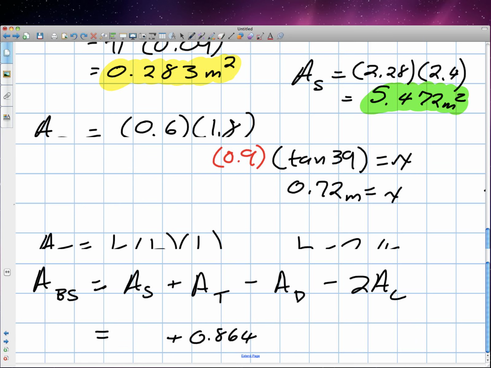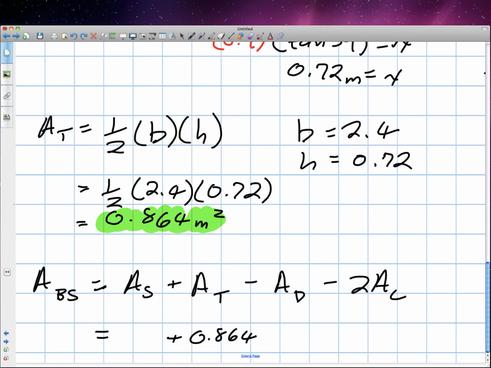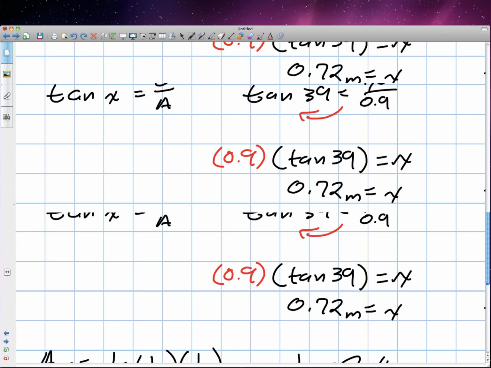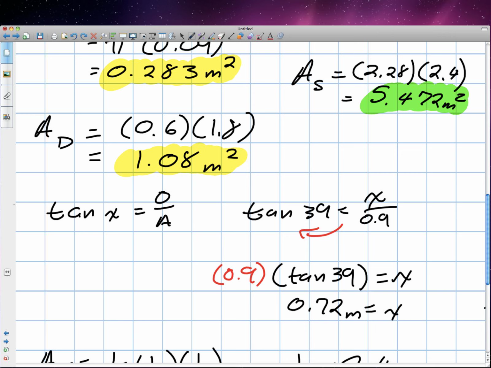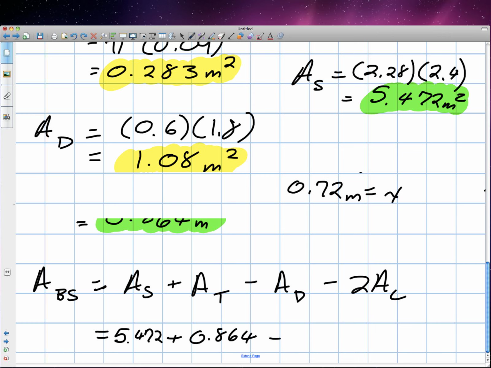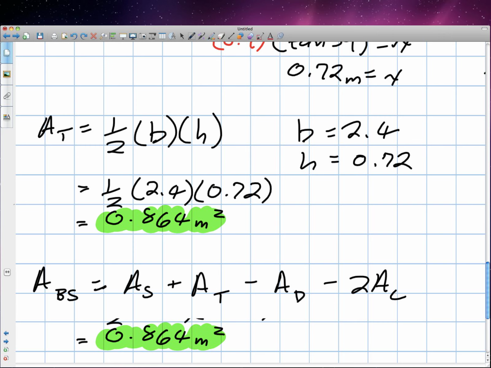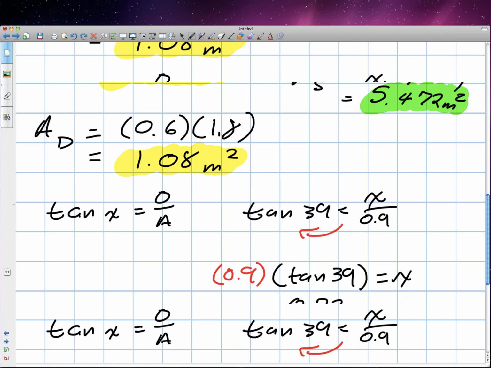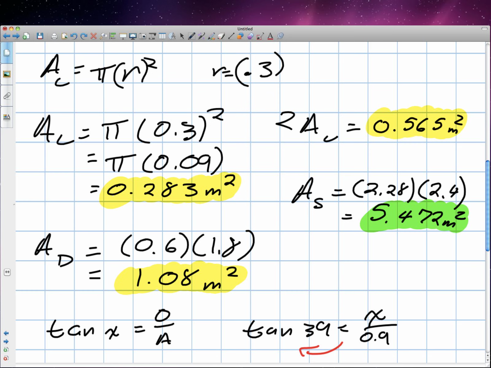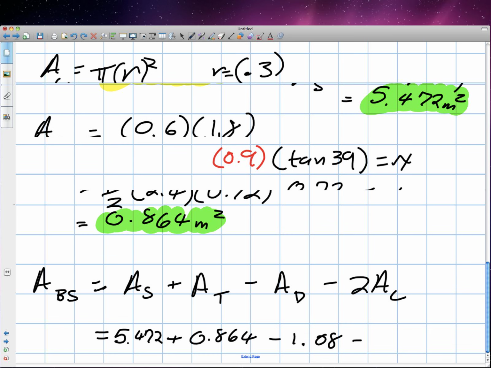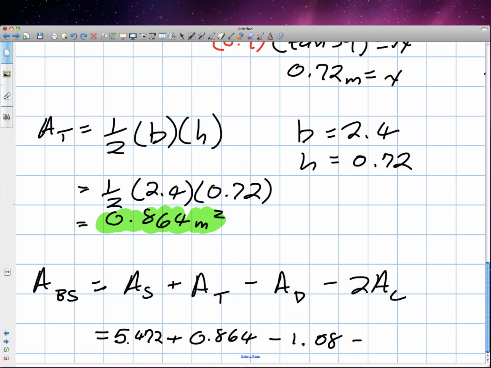5,472. All right, so area of the shed, 5.472. Area of the door, 1.08. 0.08. And finally, the area of those two circles we did right at the beginning, 0.565. That's for both of them together.